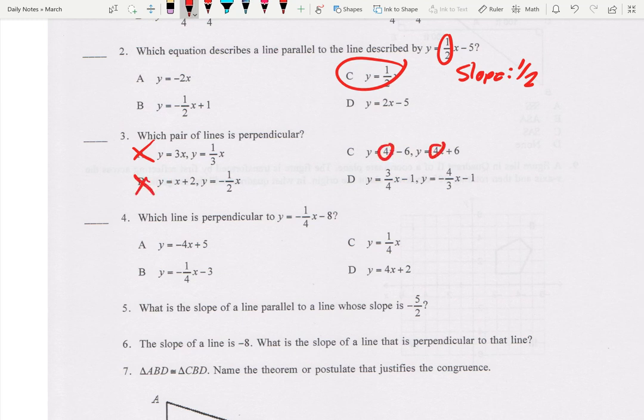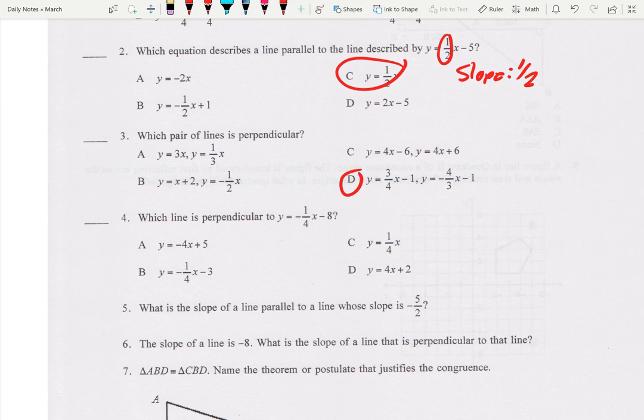C has the same slope, 4 and 4, so that's parallel. That's not going to work. So it can't be C, so it's got to be D. Let's look at D. We have a slope of 3/4, and the other slope is -4/3, which is opposite reciprocals, because one's positive, one's negative, and you've got the fraction flipped over. So D is definitely the answer here.